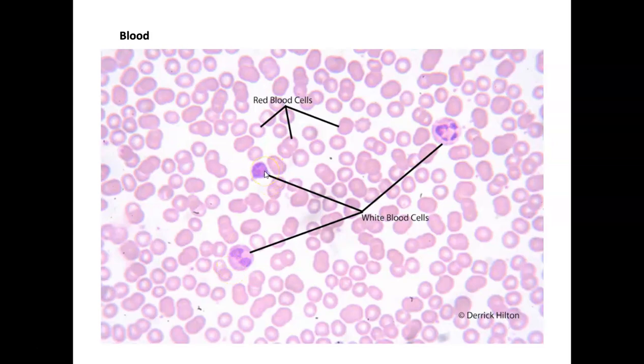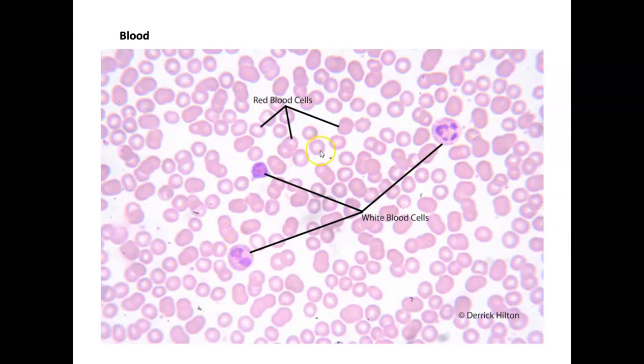You don't have to worry about the individual names until you get to the blood chapter in Anatomy and Physiology 2. But for Anatomy and Physiology 1, you need to know that these are white blood cells, and the function of white blood cells is going to be protection, specifically immune protection or protection against pathogens. So those are the white blood cells.